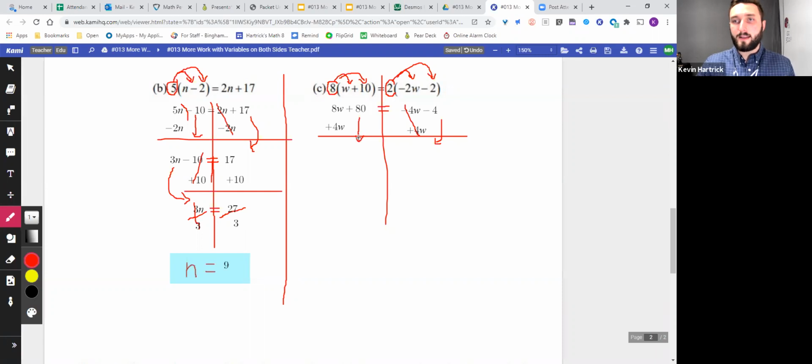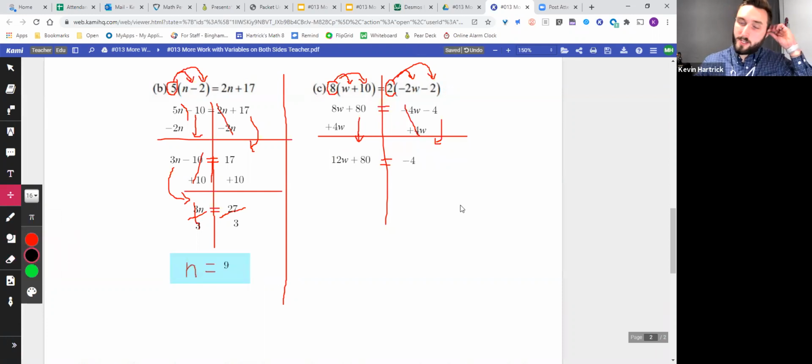I have my 8W's plus 4W's, and that's going to give me 12W's. So over here, I've got my 12W. I have plus 80. I've got my equal sign on the line, equal sign on the line. I have -4 over on the right. And now I have what looks like a very easy two-step equation.